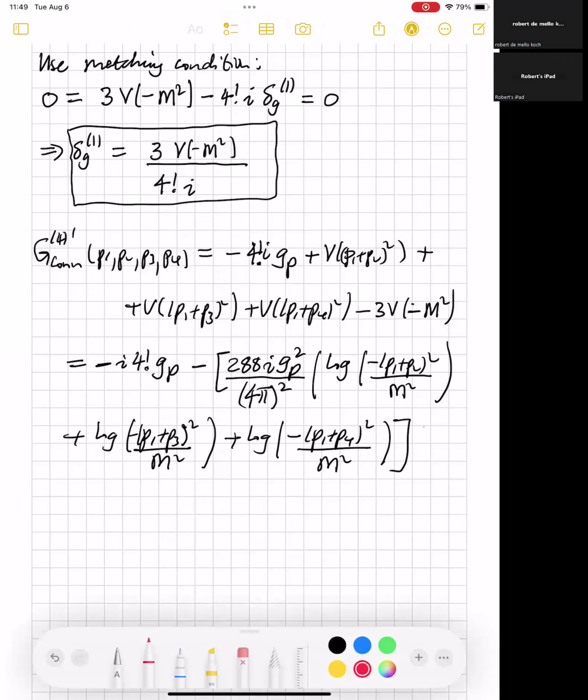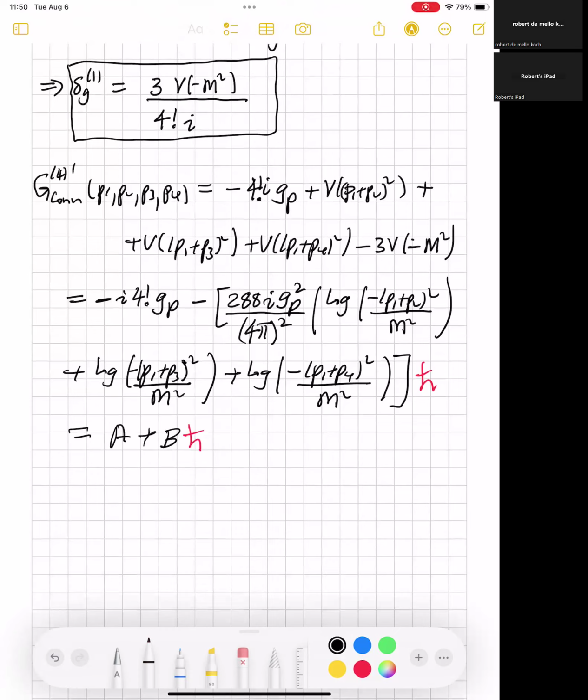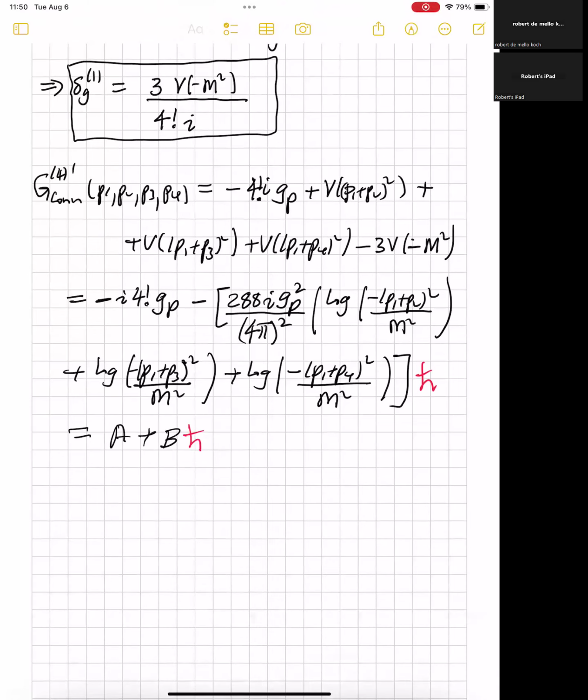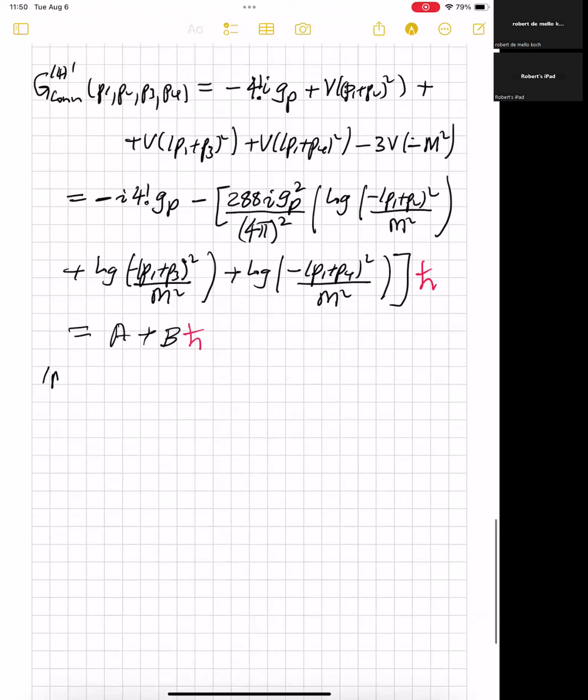So let's keep that in place. This is going to pay off big time. Let me just write this as A plus B and then multiplied by the h bar. Good. Okay, so what do we want to do? Well, now we want to plug this into Callan-Symanzik. So what would Callan-Symanzik say? Well, Callan-Symanzik says m d by dm plus beta times the physical coupling plus 4 gamma on G4 is equal to 0.